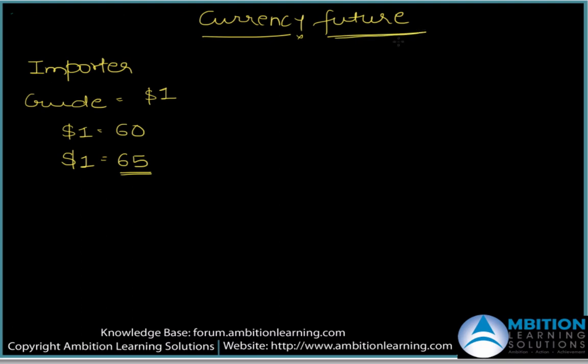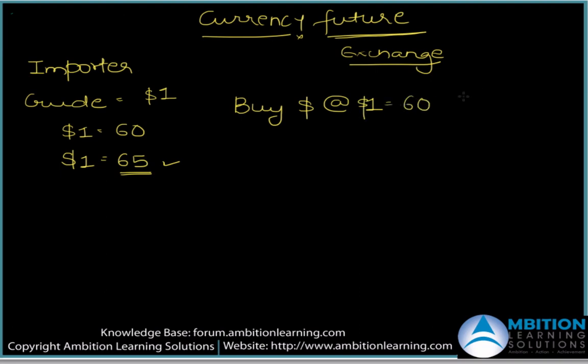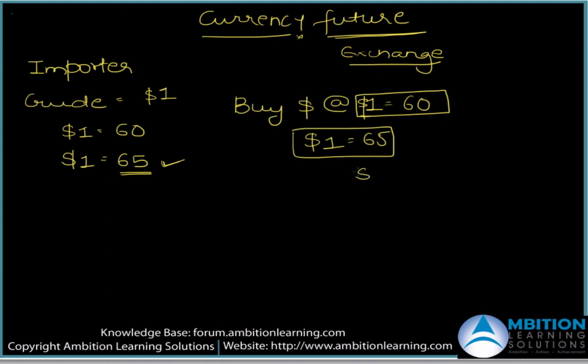Currency futures are the same as forwards, but the only difference is that futures are traded on the exchange. In India, they are traded on NSE and MCX. Now, if this is the given situation and my threat is that tomorrow the rupee might depreciate and go from 60 to 65, I would go ahead and buy dollars on the exchange at 60. Now let's assume I was anticipating correctly and the price goes up and $1 becomes 65. Because I had bought $1 at 60 and now $1 is 65, I make a profit of 5 rupees.